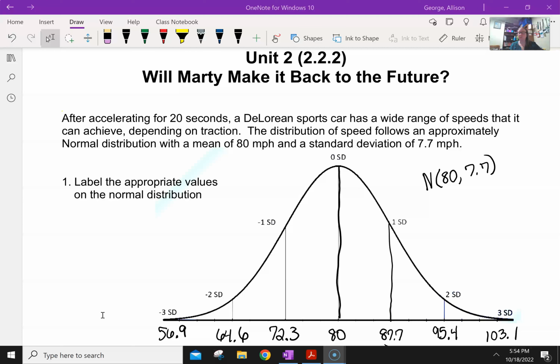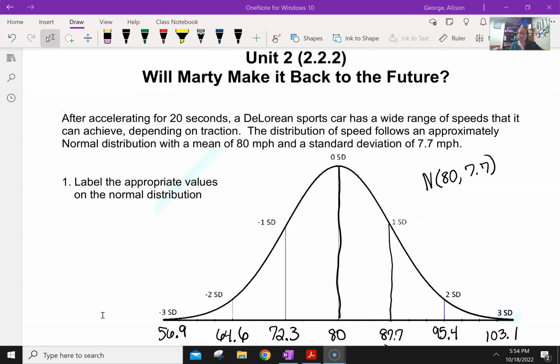Hey everybody. So this is the notes from Tuesday. This is the second day when we're talking about normal calculations. So 2.2.2 notes. The beginning part is just reviewing what we did in class on Monday.